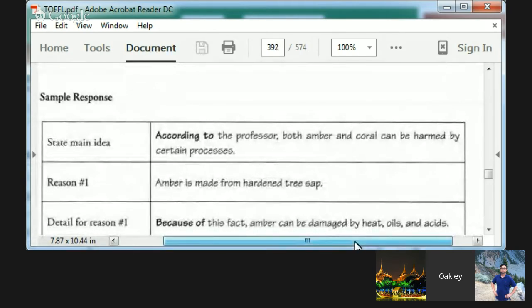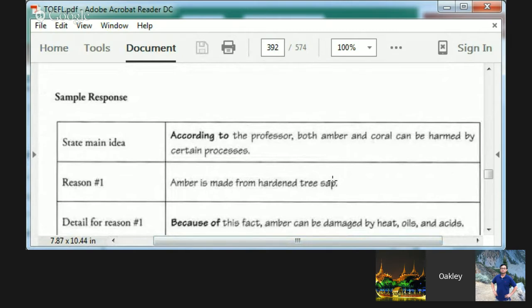Okay. Anyway, I hope those suggestions might be helpful. Create an outline for your notes before he even starts is one, and the other thing is write without looking. Okay, let's look at a sample response. Let's look at the template. Again, more verbs that talk about speaking. According to the professor, both amber and coral can be harmed by certain processes.